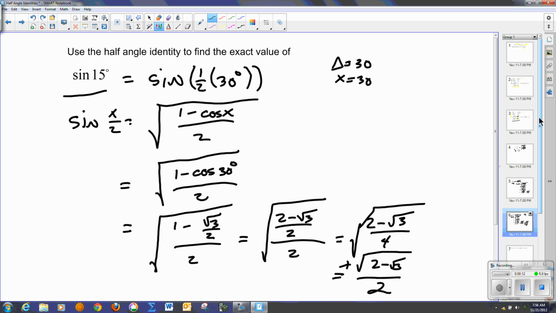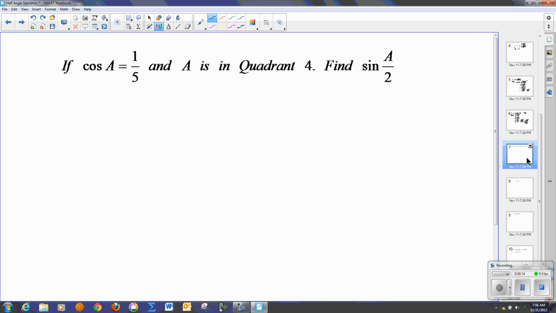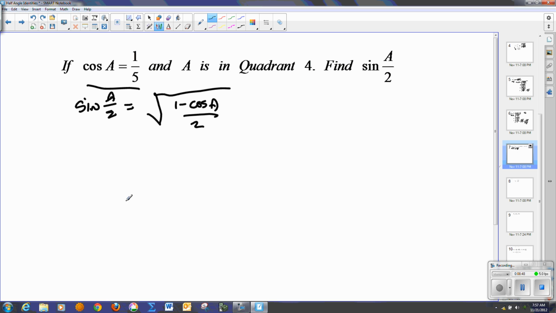Moving on to the next example. Now it looks like we've got a triangle problem. We're looking to find the sine of a over 2, where the cosine of a is equal to 1/5. Again, we just did a sine of half angle identity, which was equivalent to the square root of 1 minus cosine a over 2. And we just so happen to have the cosine of a right here. So this is just a plug and chug problem. We have 1 minus, instead of saying the cosine of a, we're going to say 1/5.